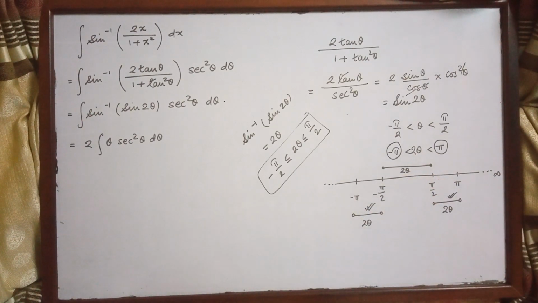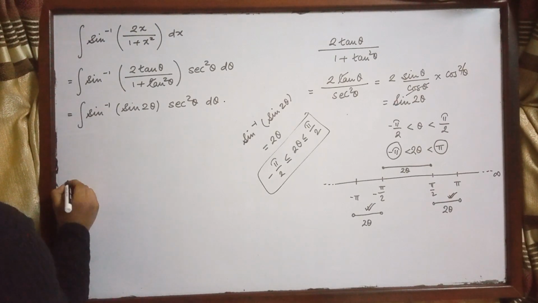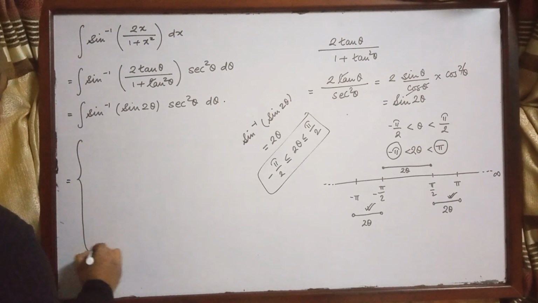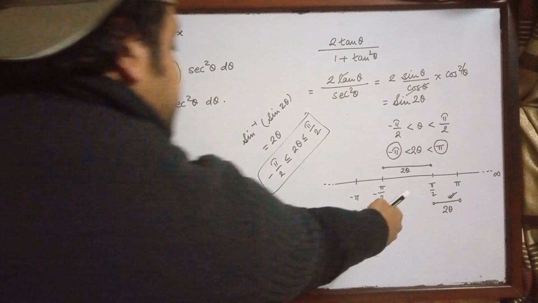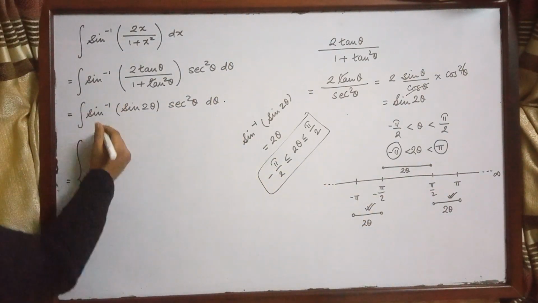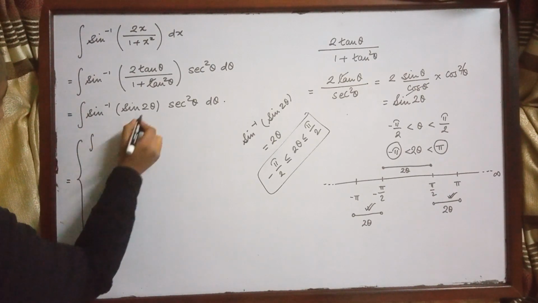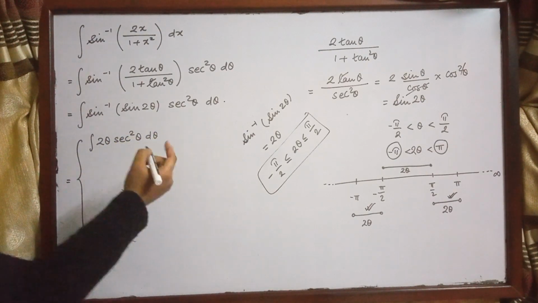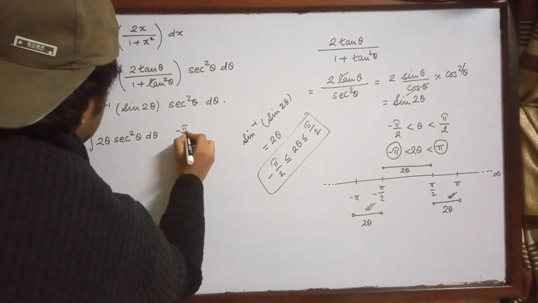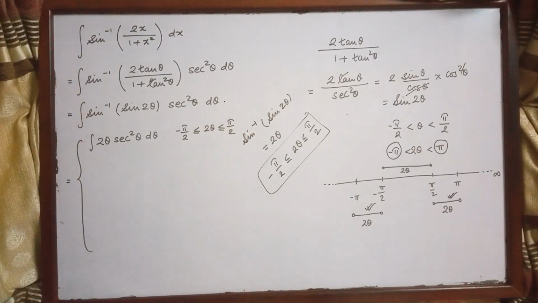So what can we do? We can write, as long as twice theta is between minus pi by 2 and pi by 2, this as the integration of twice theta sec squared theta d theta.